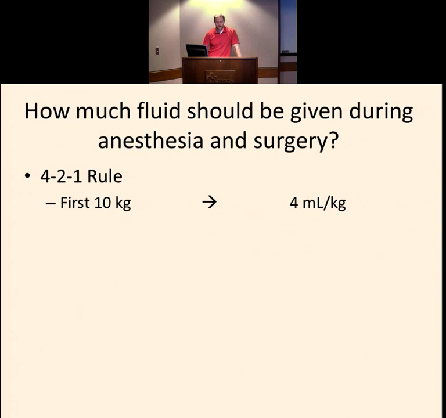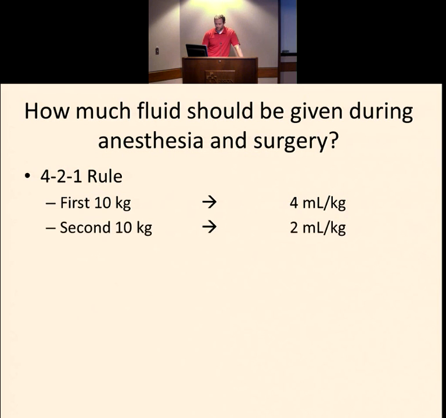So it'll be 40 mils per hour if they weigh 10 kilograms. Because for that first 10 kilograms, which is all the patient weighs in this case, we don't have to go any further than the 4. We're going to give them 4 mils per kg, so 4 mils times 10 kilograms gives us 40 mils per hour. Let's go on to the second one.